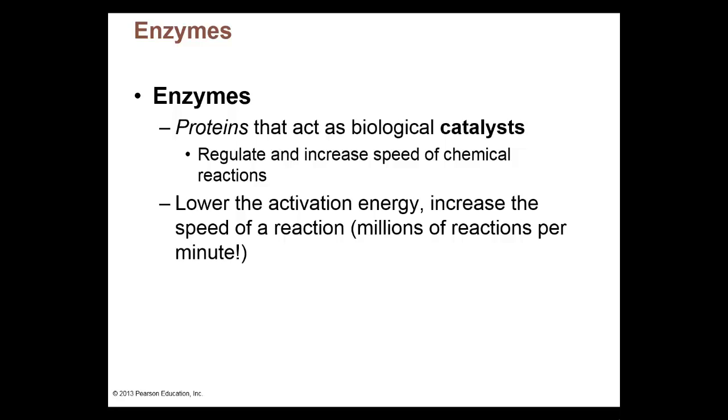Now, the way that they speed up chemical reactions: any type of chemical reaction needs some type of starter energy to get it going. That's called activation energy. So they need some energy for it to start. What an enzyme does is lower how much energy is needed to start the reaction. If you don't need as much energy to start the reaction, it's going to start and go faster and get it done. So it increases the speed of reactions. And yeah, there are millions of reactions per minute.